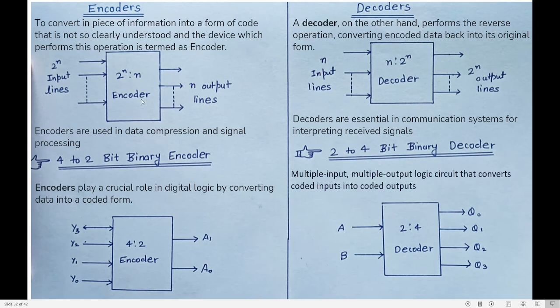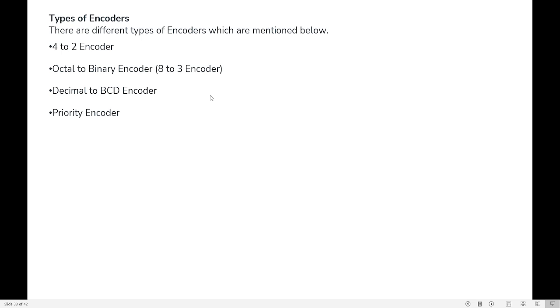Now, where is the encoder used? It is used in data compression, signal processing, and so on. So, an encoder plays a crucial role in digital logic design by converting data into a coded form. The major objective of an encoder is to convert data into a code. This encoder is of 4 types: 4 to 2 encoder, octal to binary encoder or 8 to 3 encoder, decimal to BCD encoder, and priority encoder.